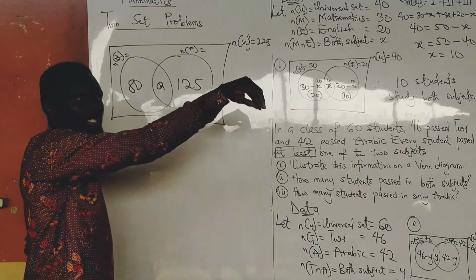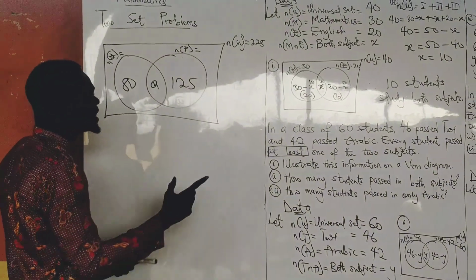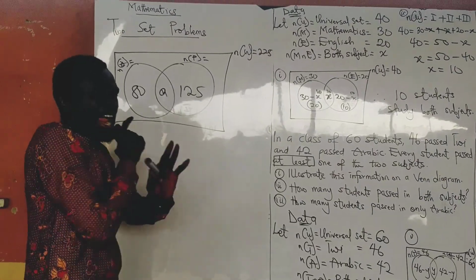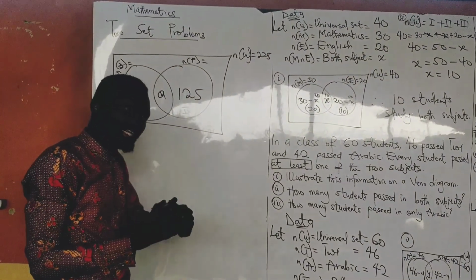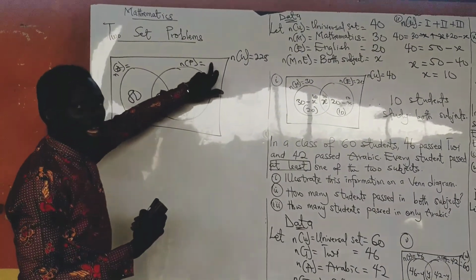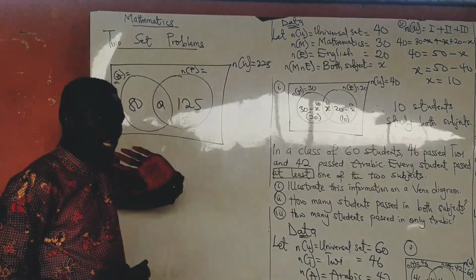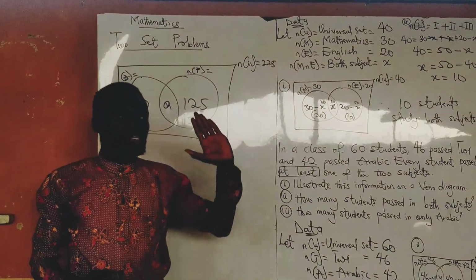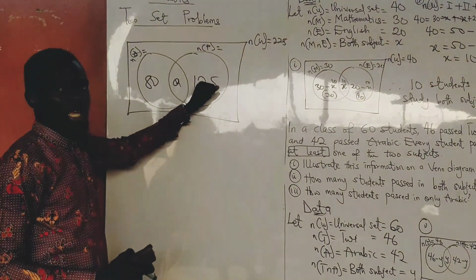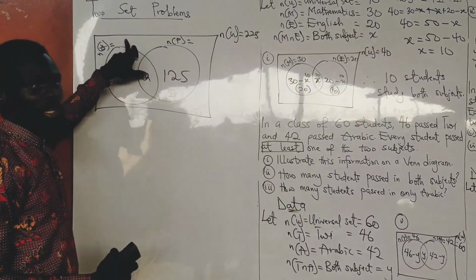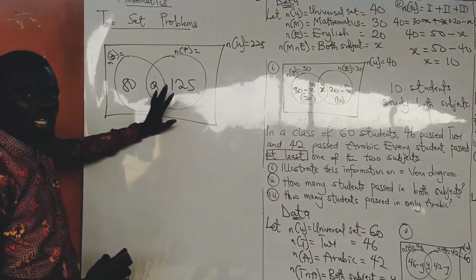If, let's say, in the question they said 125 study French, with that one, we will write the 125 here, bring it inside, and subtract the intersection. But because this is only, there is no need to subtract. So they go straight to their portion, and the values themselves go up here. So this is how the Venn diagram is going to be for this question.